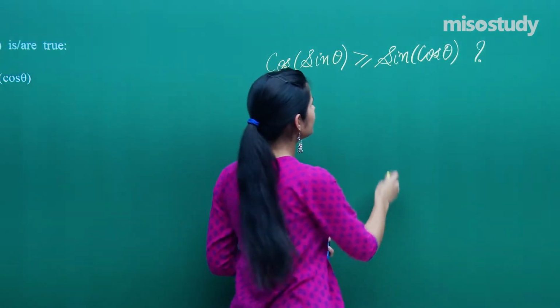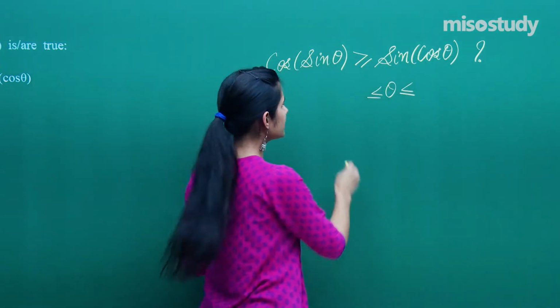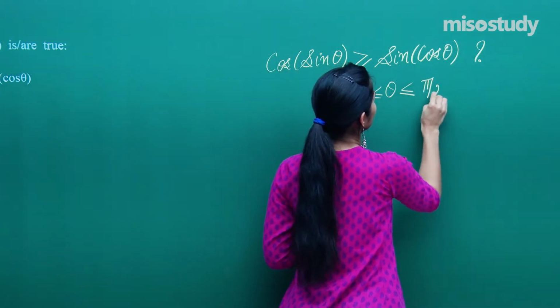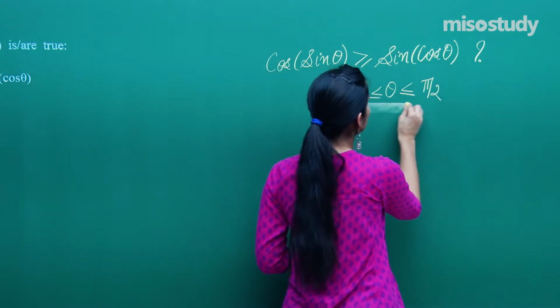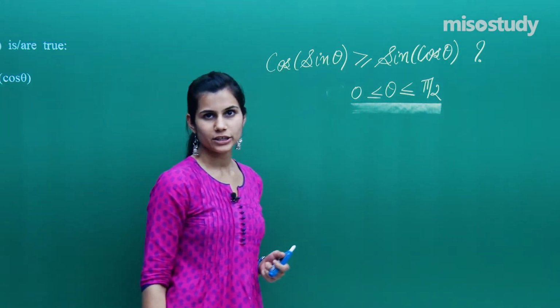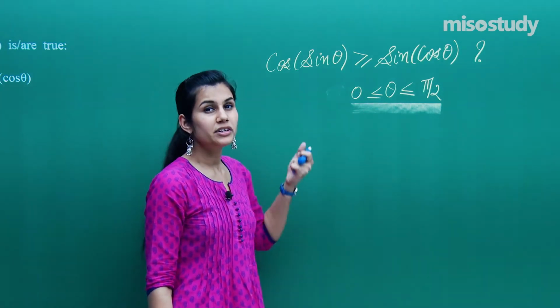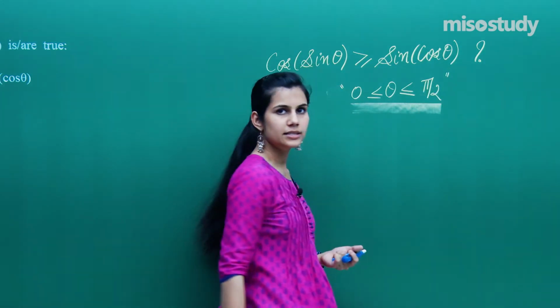Fine. And theta generally is taken in the principal domain only, which is 0 to pi by 2. We can take minus pi by 2 to pi by 2 as well, but generally it will be given to you to be 0 to pi by 2. Now over here, this is what you have to show, whether it is true or false, provided the range of theta is this.